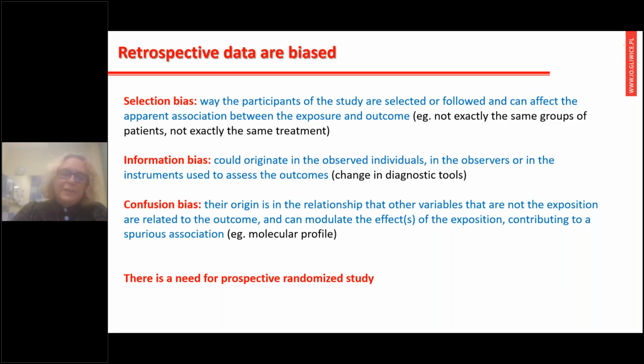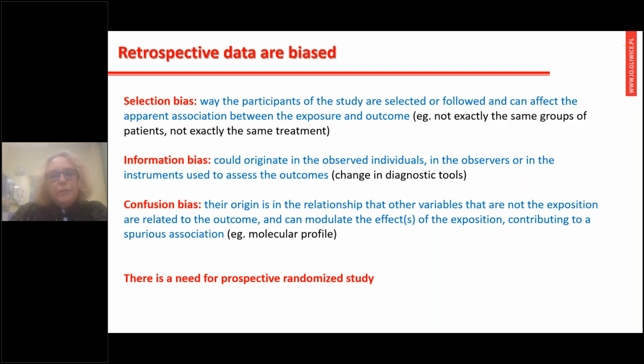For example, we select different patient groups for the study, not exactly the same treatment. For example, there can be differences in activity of the radioiodine or time of this treatment after surgery. Then there can be some information bias, like, for example, changes in the diagnostic tools. Like I said, we cannot compare our landscape of thyroid cancer nowadays with what was done by Mazzaferri and Young.